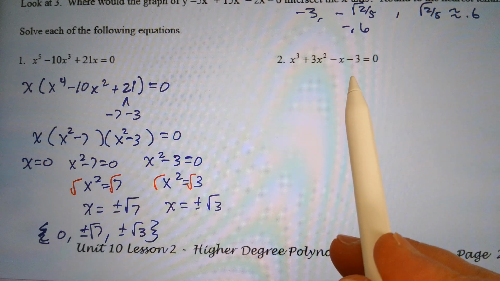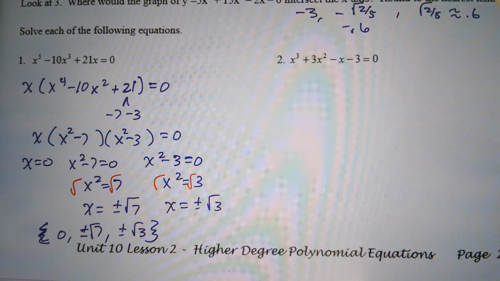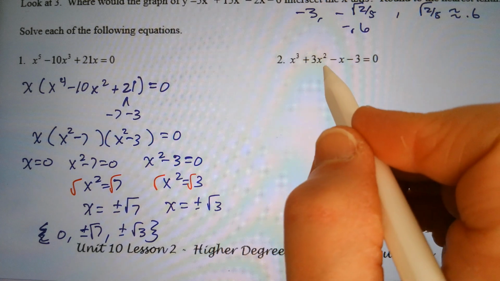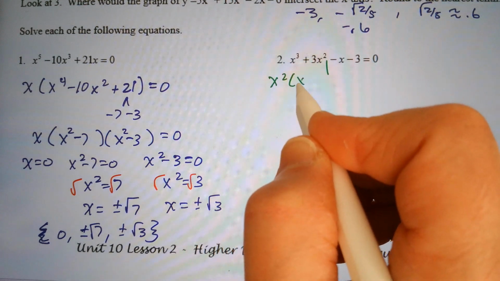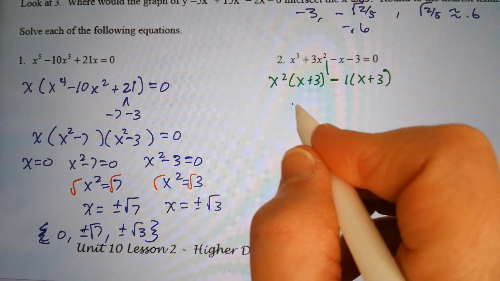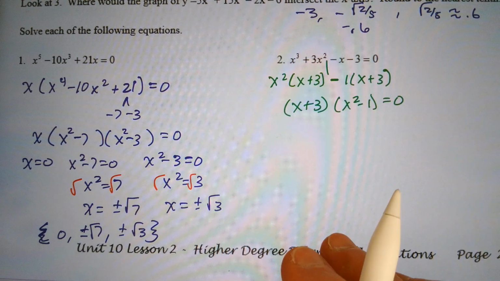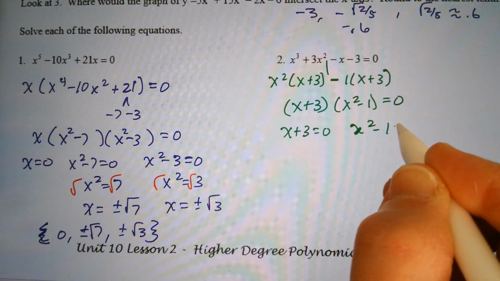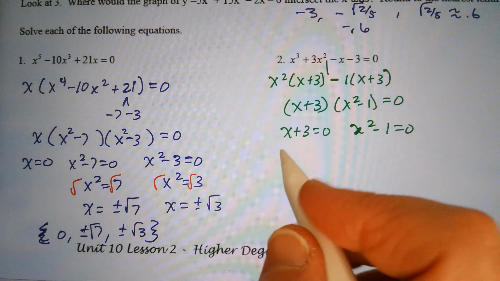Number 2, it's already in standard form. There's nothing common to all 3 terms. Sorry, 4 terms, so this is grouping. x plus 3 times x squared minus 1 are our 2 factors. Set each factor equal to 0. Or you could have taken x squared minus 1 and factored it further if you like.